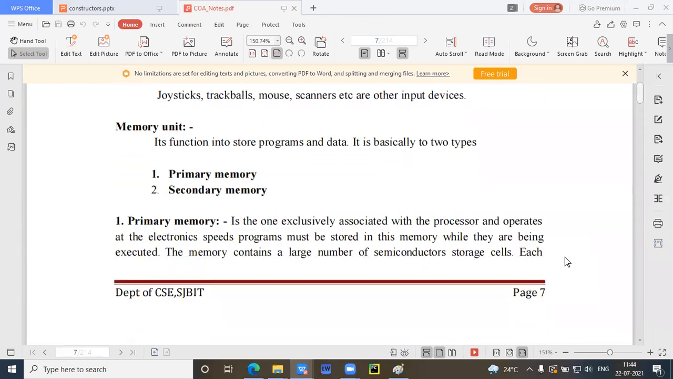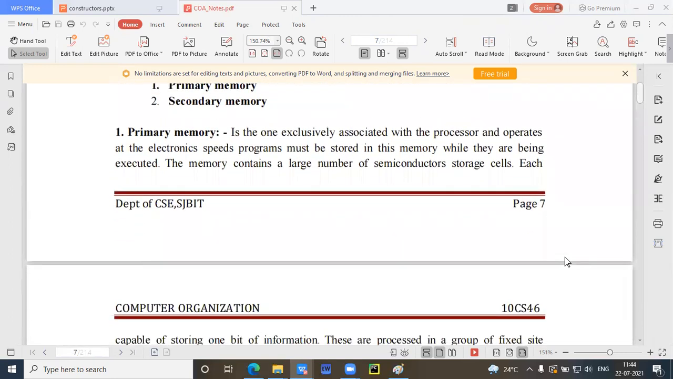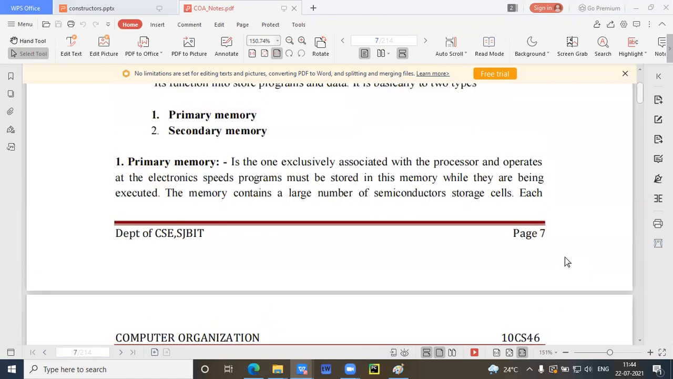Next, see the memory unit. Its function is to store programs and data. It is basically of two types: primary memory and secondary memory. What is the primary? What is the secondary memory? Actually, the primary memory is the RAM and secondary memory is the hard disk. RAM is the fastest memory, that is primary memory. Hard disk or ROM is the secondary memory, that is the slowest memory.